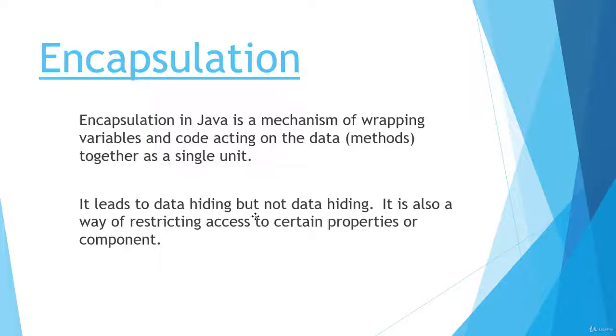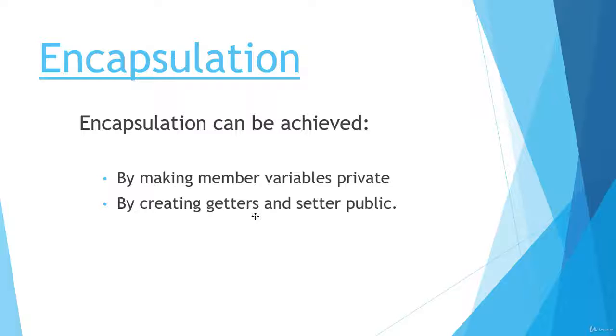It leads to data hiding. It is also a way of restricting access to certain properties of the component. Now, data hiding means that we make our members private so that no one can access them. So, encapsulation can be achieved by making member variables private and by creating getters and setters public so that we can access the values of the member variables that we have made private.